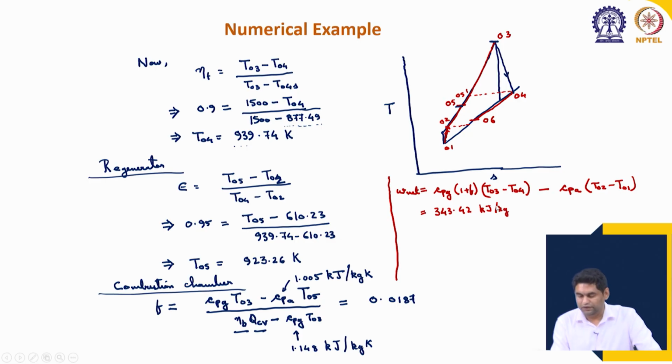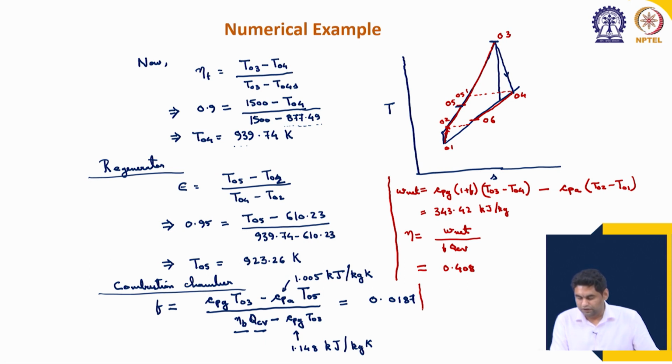So, finally, we get the efficiency eta to be equal to W net by F into calorific value, okay, as defined previously, or net power output by the total energy of the fuel. So, this comes out to be equal to 0.408. So, the efficiency is equal to 0.408.